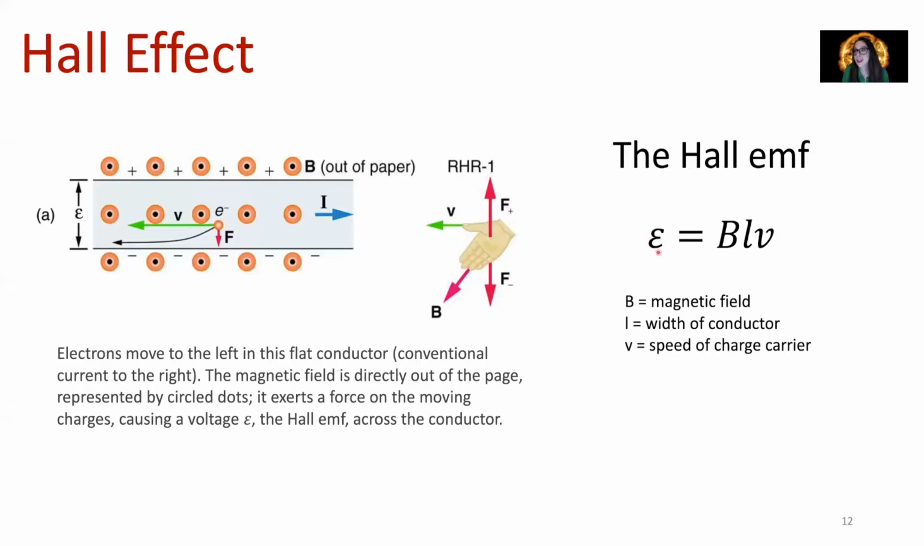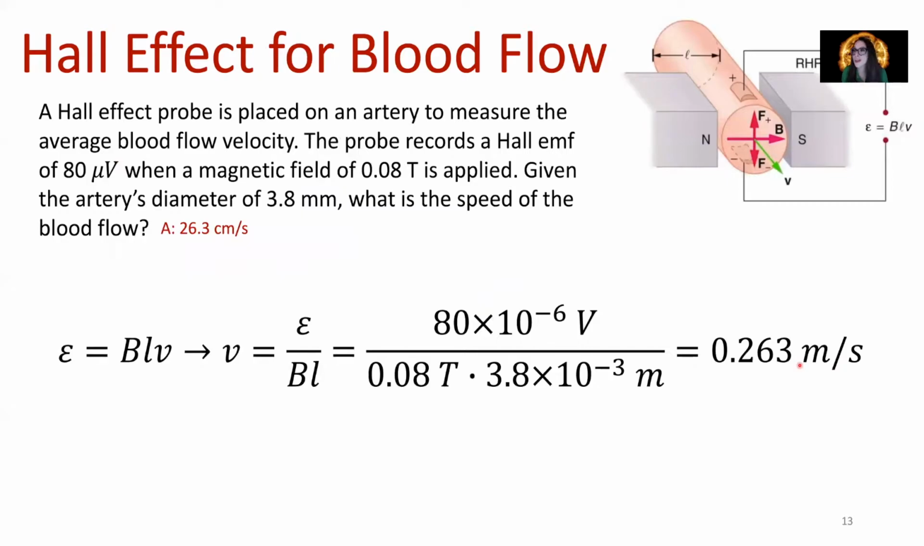The equation for the Hall EMF is right here. We've got epsilon, which is representative of our Hall EMF, and has a unit of potential, volts. Our Hall EMF is going to equal the magnetic field times the width of our conductor, not the length, but the width of the conductor, times the speed of the charge carrier. So we're going to use the Hall EMF to solve a problem where we think about how fast blood can flow inside our artery.